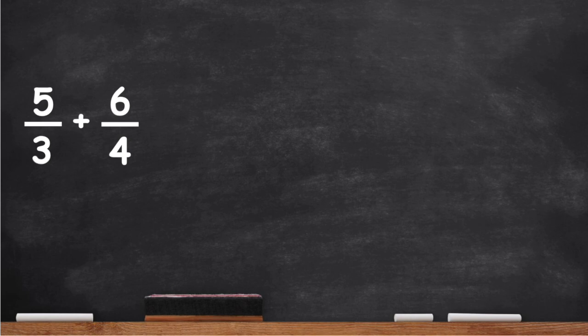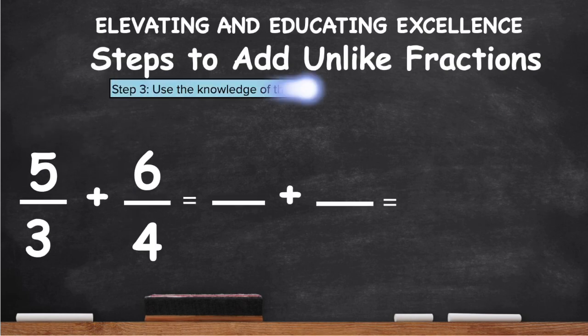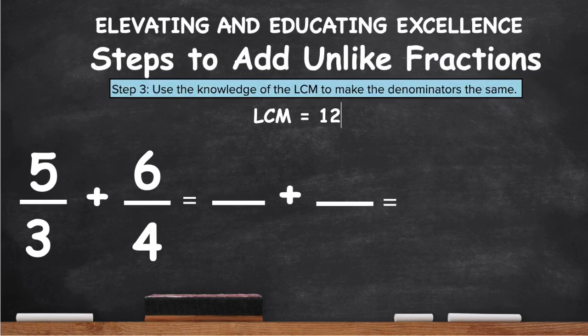So now we're going to use that knowledge of the LCM. Again, the LCM being 12, to make the denominators the same. So we're going to do 3 times 4. Whatever you do to the bottom, you must do to the top. And so you're going to do 5 times 4. 3 times 4 equals 12.